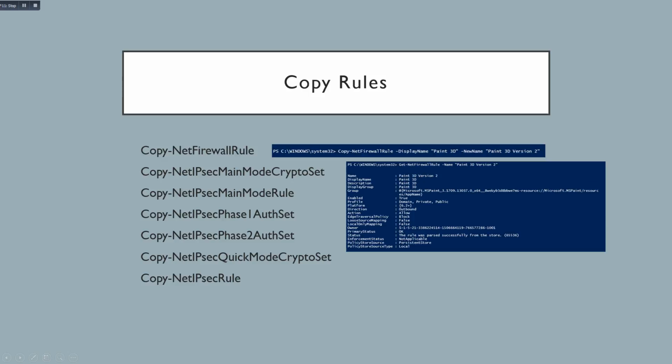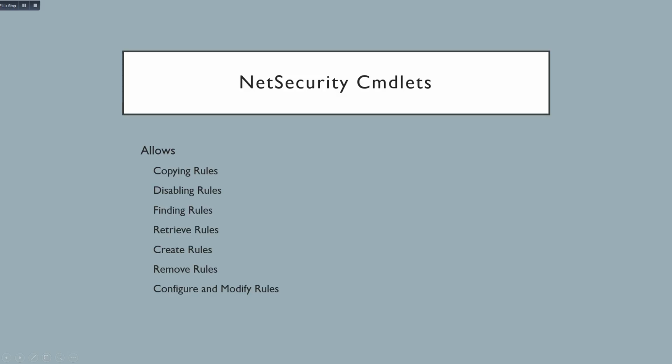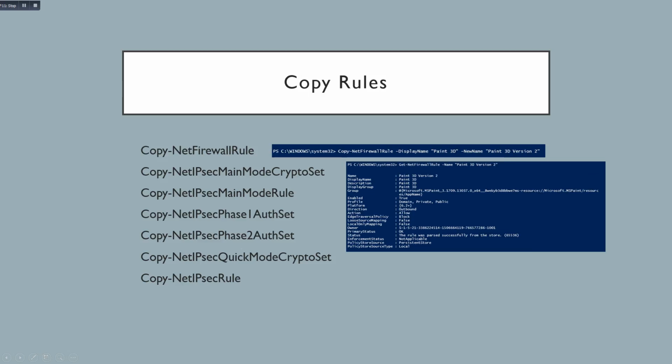The display name of the firewall rule that I was going to copy is called Paint3D. It was just a firewall rule that was built into my virtual machine, and I gave it the new name of Paint3D version 2. We looked over earlier ways to retrieve the rules. Get-NetFirewallRule with the name Paint3D version 2, which was the new name I just gave the rule, and we are able to see the new rule that has been copied from the Paint3D rule from before.